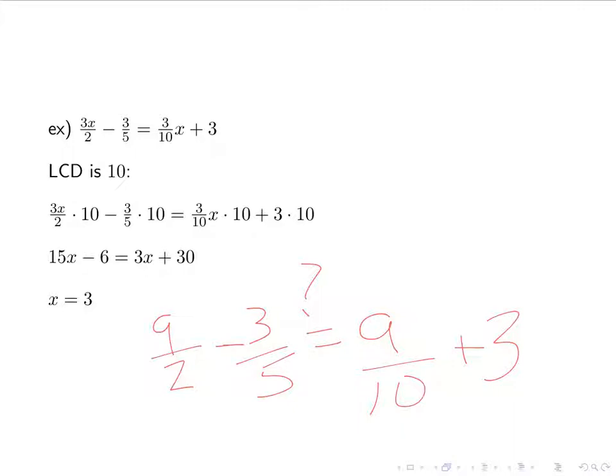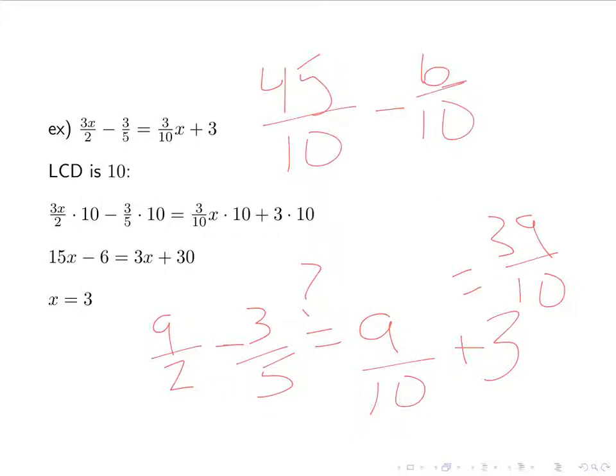Okay, over on the right, I'm going to have 39 over 10 because 3 is 30 over 10. On the left, 9 over 2 minus 3 over 5. If I want to combine that, I need a common denominator, which we already know is 10. So if I do that, I'll have 45 over 10 minus 6 over 10, and that will give me my 39 over 10. Okay, so again, you should always check your answers.